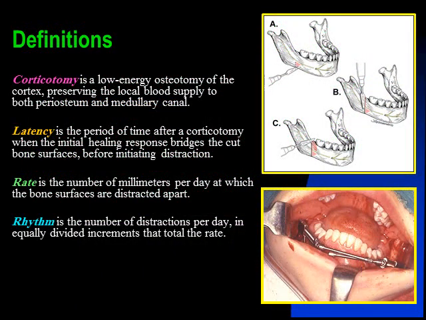So we have some definitions, which is corticotomy. Corticotomy or osteotomy site is the initial cutting through the bone, which is called low energy osteotomy, with a small force, to maintain the vitality and the blood supply of the bone as much as possible, which is very important to preserve the new cells, the osteoblasts, to form new bone. So we will cut the bone to separate the two sides. This is called corticotomy or osteotomy.